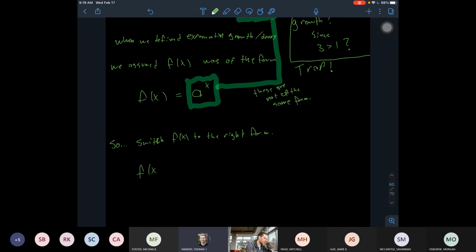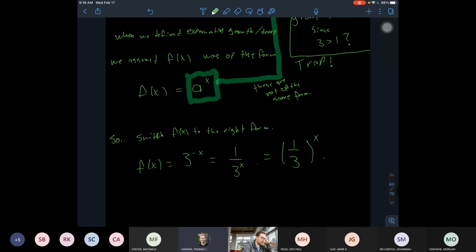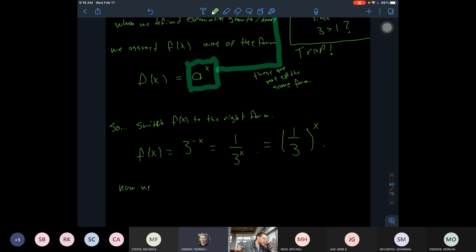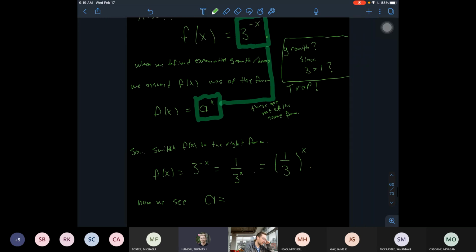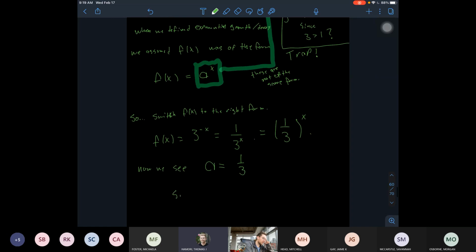Well, we know f of x is equal to 3 to the power negative x, which is equal to 1 over 3 to the power x. That was one of our rules, right? And we said that this is also equal to (1/3) to the power x. And now we see that a is actually not equal to 3. It's actually equal to 1/3. And since 0 is less than 1/3 is less than 1, we have exponential decay.